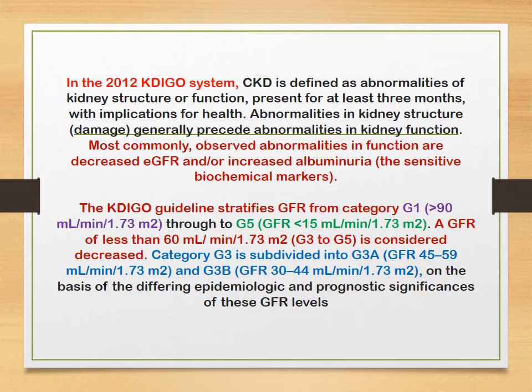The Kidney Disease Improving Global Outcomes society usually stratifies estimated GFR into categories. Group 1 is normal, more than 90 milliliter per minute. Group 5 is the end stage, when the GFR is less than 15 and there is a need for renal transplantation or dialysis. In between, there are groups 3 to 5, which are also subdivided according to the rate of glomerular filtration and also the albuminuria.